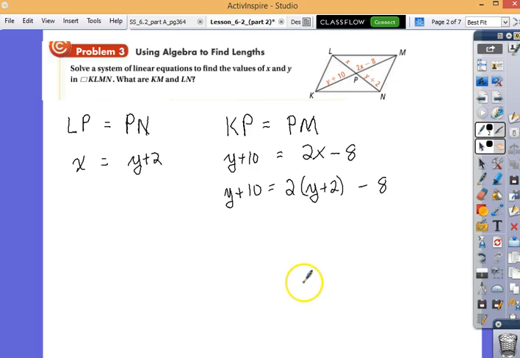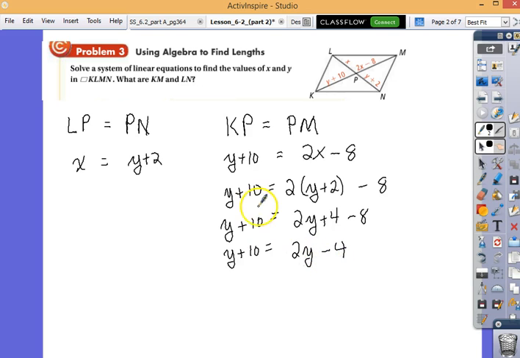All right, and so here I'm going to distribute. That's 2y plus 4 minus 8. There's a process I go through when I solve an equation that's got a lot of steps to it. I always distribute first. I always collect and combine my like terms second. So plus 4 minus 8 is a minus 4.